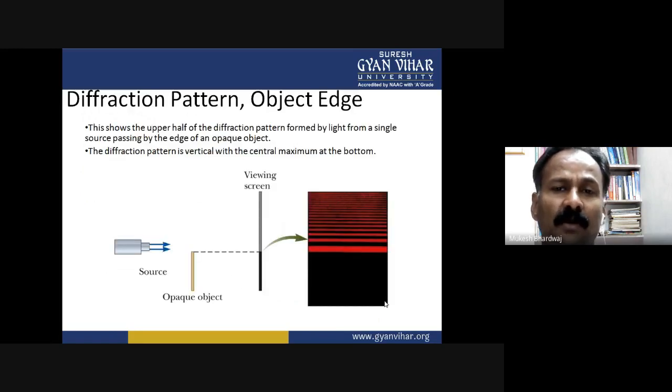Diffraction pattern, object edge. This shows the upper half of the diffraction pattern formed by light from a single source passing by the edge of an opaque object. The diffraction pattern is vertical with the central maximum at the bottom. So, for the diagrammatic representation, you just go through this to understand it in a better way through the diagram.